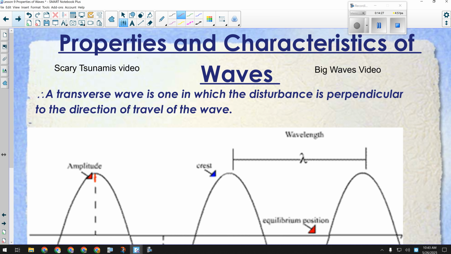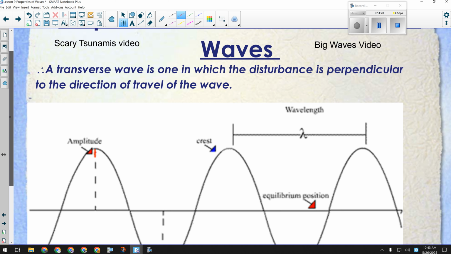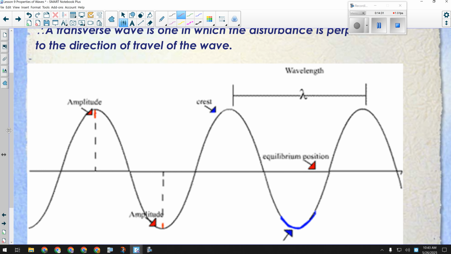Okay, so some terminology here about waves, just so that we know what we're talking about. The amount of time it takes a wave to make a complete oscillation is still period. It's the time for one cycle. The number of waves per second, that's still frequency. It's still oscillations or cycles per second. So those terms still apply. Equilibrium position still applies.